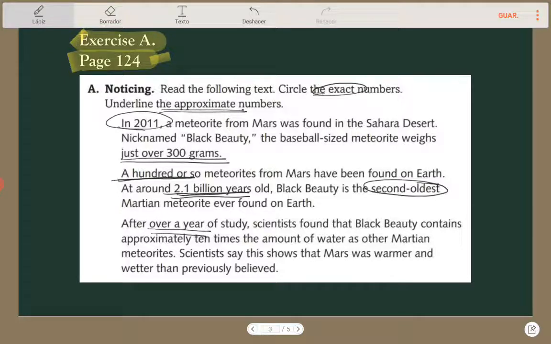Scientists found that Black Beauty contains approximately 10 times, not exactly 10 times, so approximate number, okay? In the same page of your book, you have other exercise. You have the exercise B. You're going to answer that exercise in the PDF that I attach in this homework, okay? But you already have directions for that exercise that you have to read on Google Classroom. So, we continue.